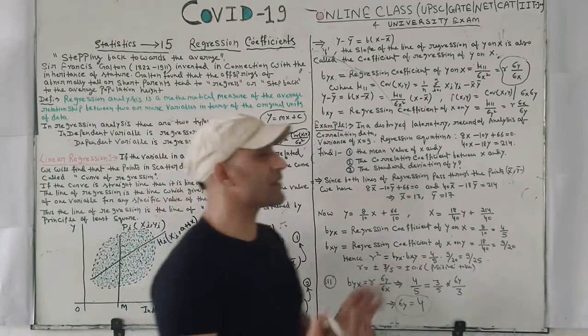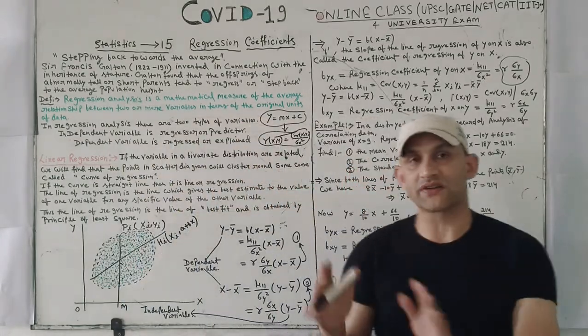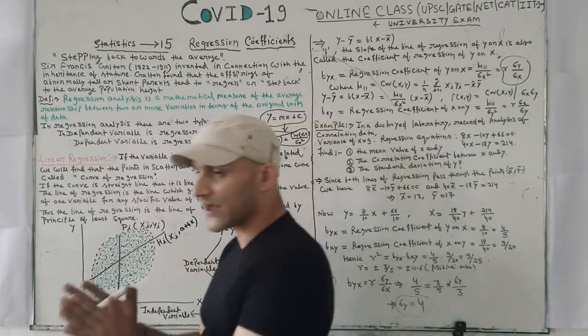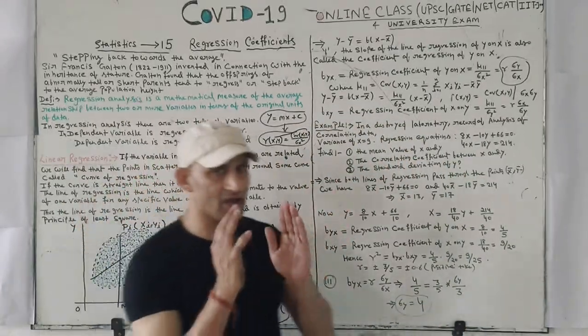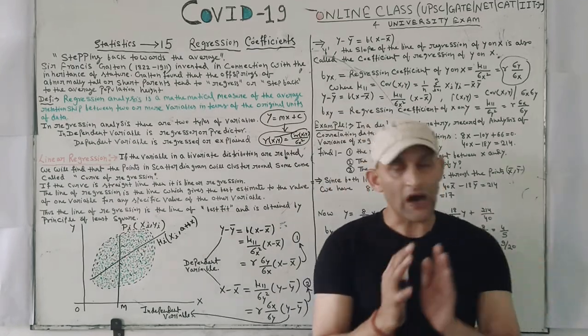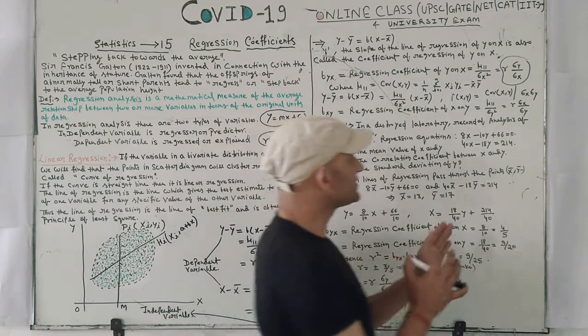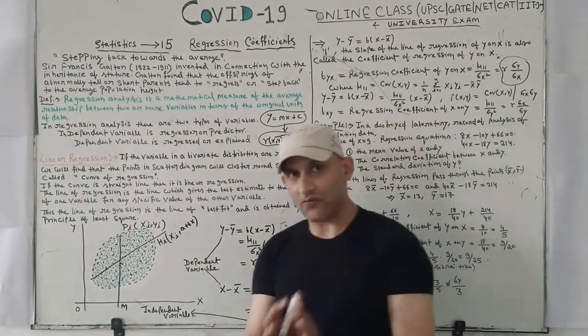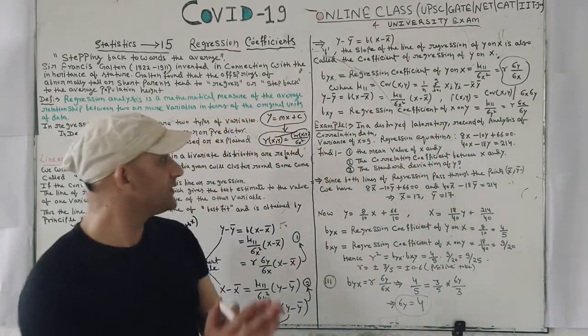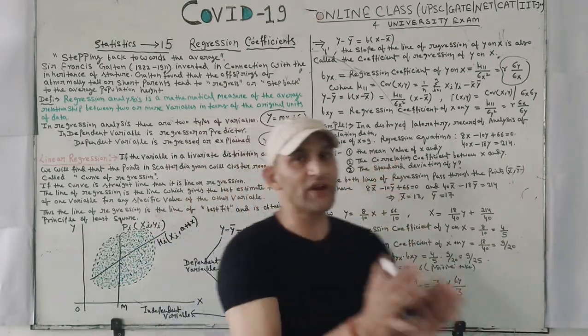So whenever the examiner asks for the regression coefficient of x on y or y on x, at first you have to find the r. r means the correlation, and sigma x, sigma y are the standard deviations of x and y. At first you have to find them. Then you put the data here and you will get the result.